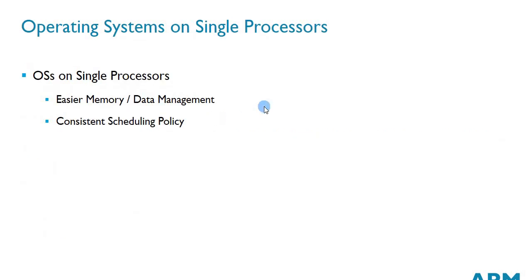And for us currently in this module, we're also looking at operating systems on single processors. That is a good starting point for all of us, because from the memory and data management perspective it is fairly easy, and the scheduling policy is also consistent. With a single OS on a single processor you have a very consistent way of looking at how the multiple tasks or threads are going to be operating, how we deal with the memory and so on. So it's a good starting point to transition from a single threaded environment to a multi-threaded environment.